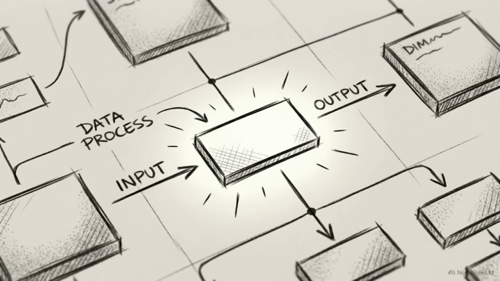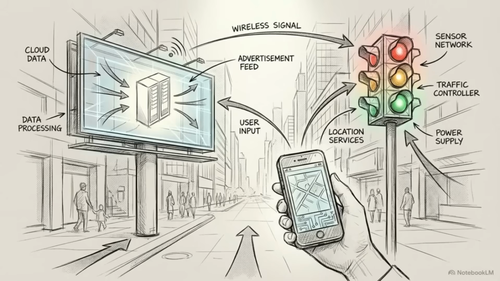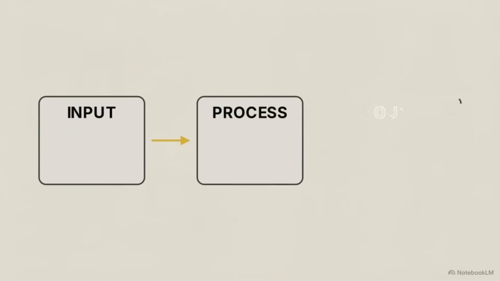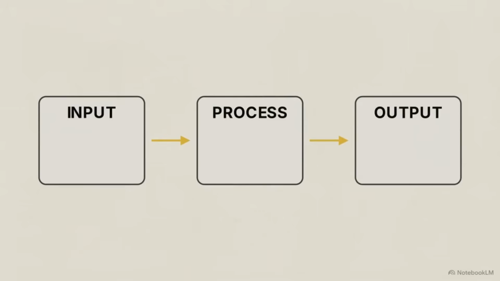Once you put the final piece of this map in place, you will be able to look at any digital machine in the world and deconstruct its internal logic. This structural foundation governs every interaction within the digital world. This diagram illustrates how a computer executes the input, process, output cycle, or IPO.